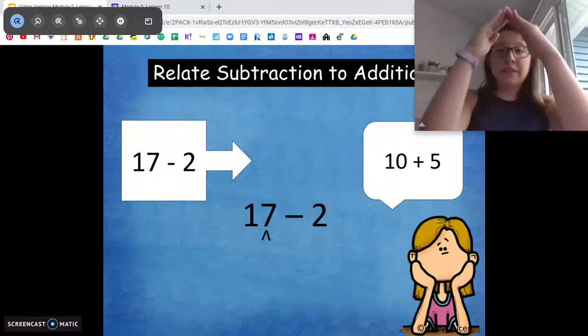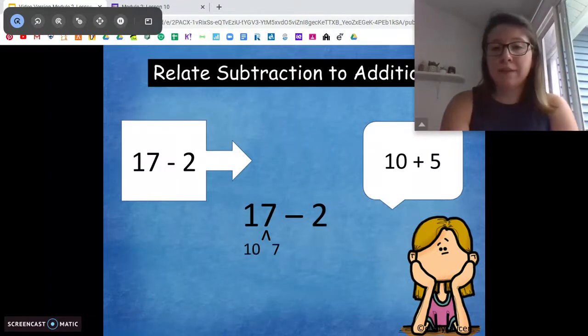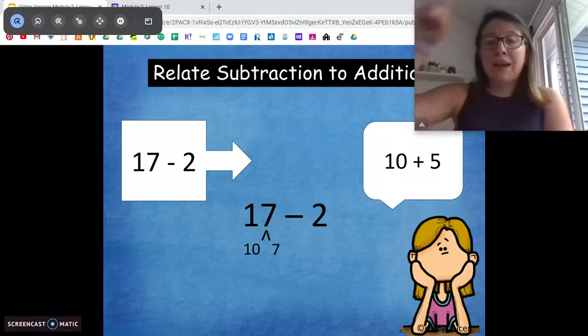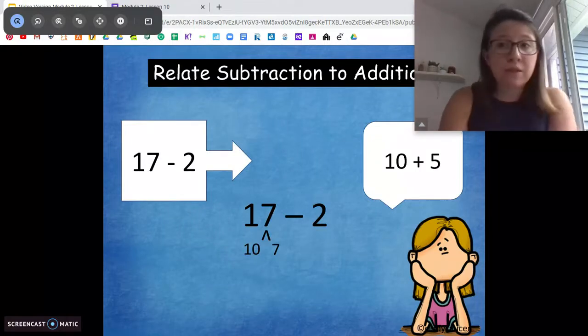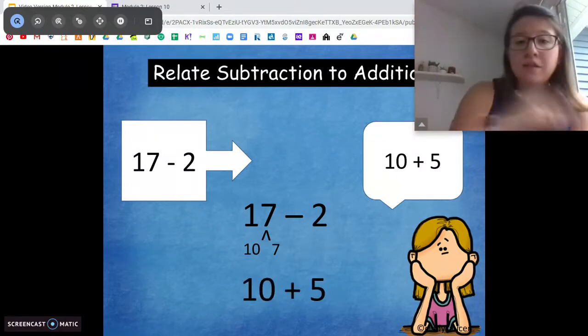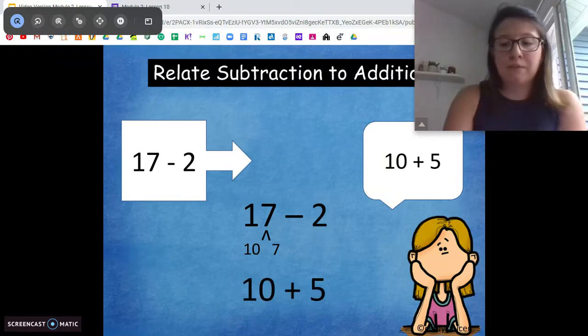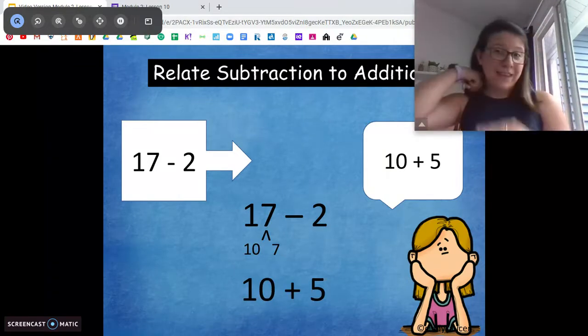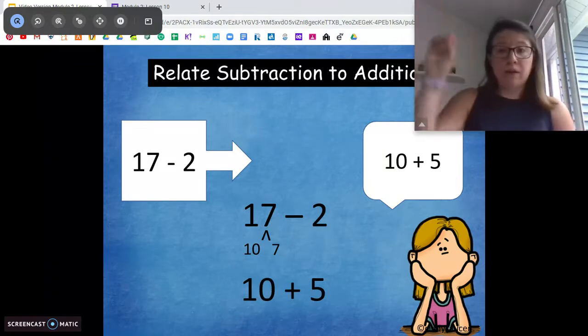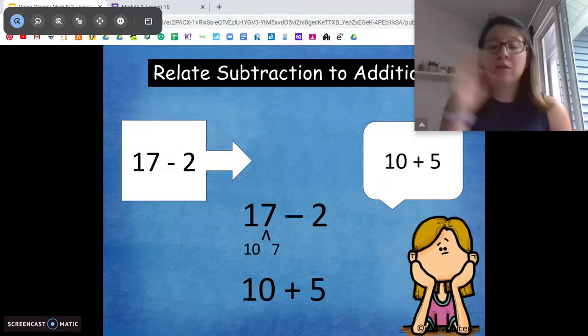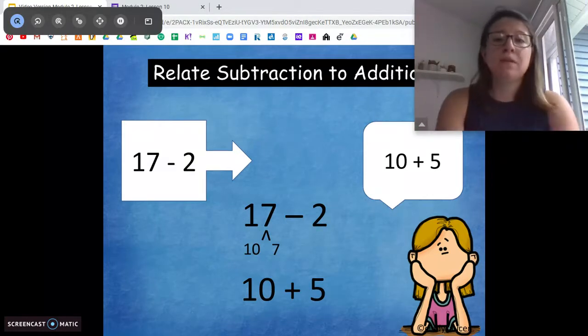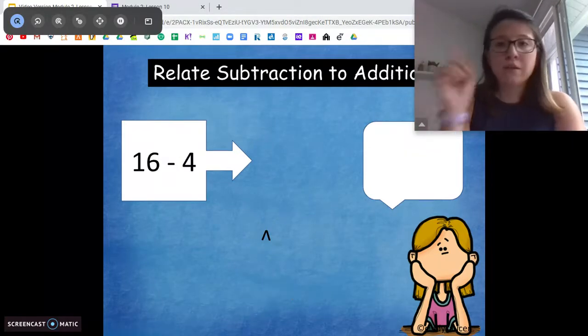Here's how. 17 decomposes into 10 and 7, and then we take the 7 minus the 2. Even though it's a 2 there, we still follow those same steps. 7 minus 2 is 5, so we get 10 plus 5. No matter what we're subtracting, you can still do the same step. All right, let's try the next one.